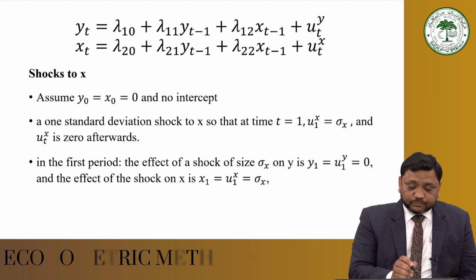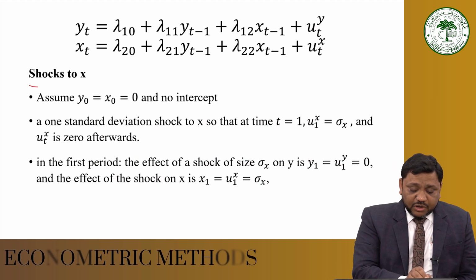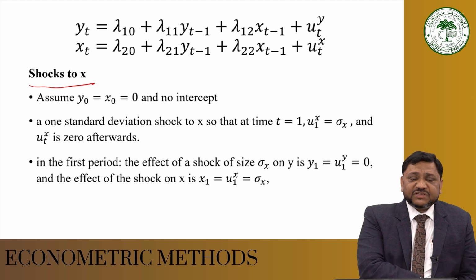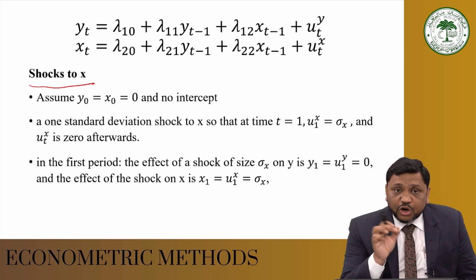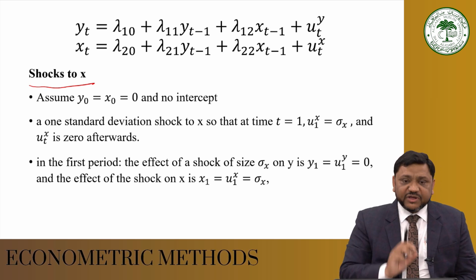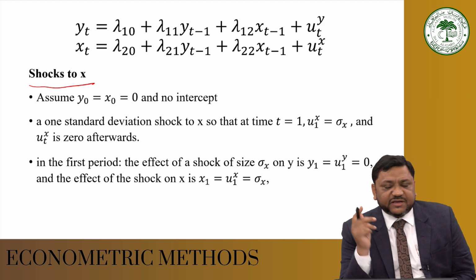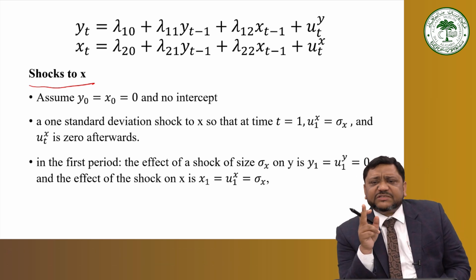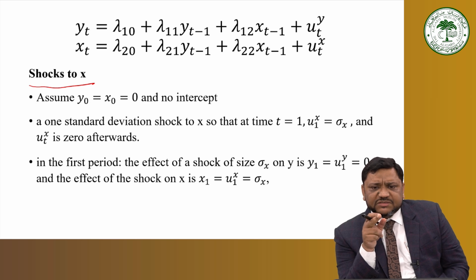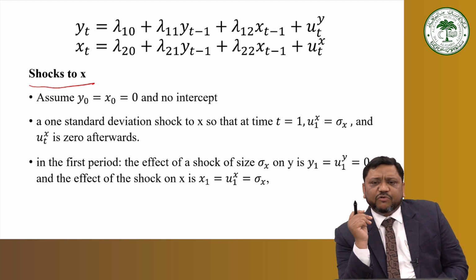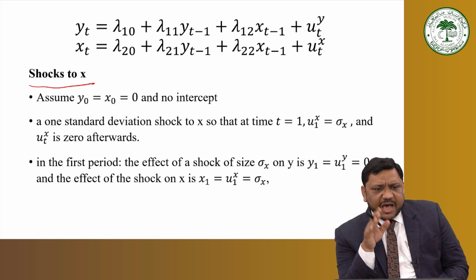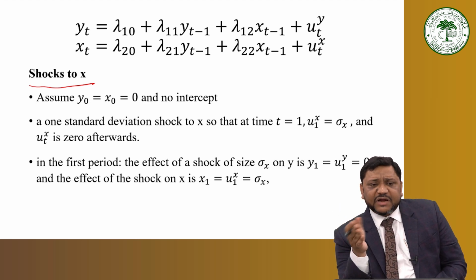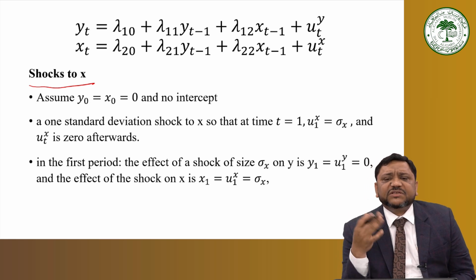Now, in our previous case we discussed the shock to y. Now here we are considering shock to x. So see what happens when there is a one standard deviation shock to x at time t equal to 1. So ux at period 1 is equal to sigma x, and then after the first period, ux is 0.